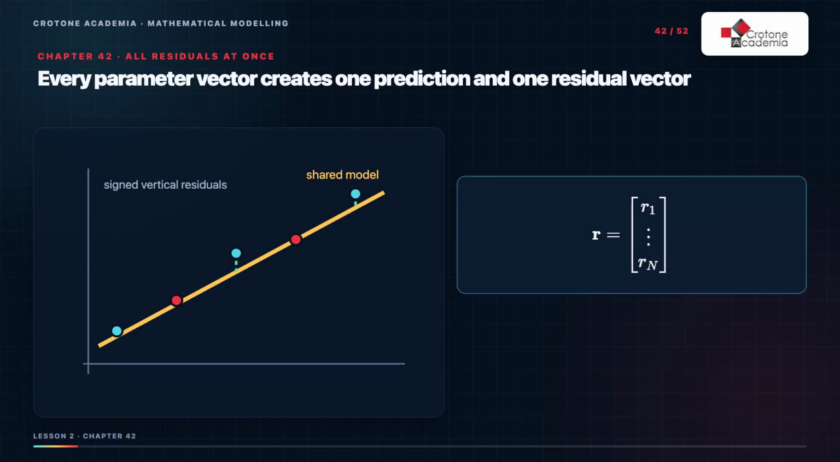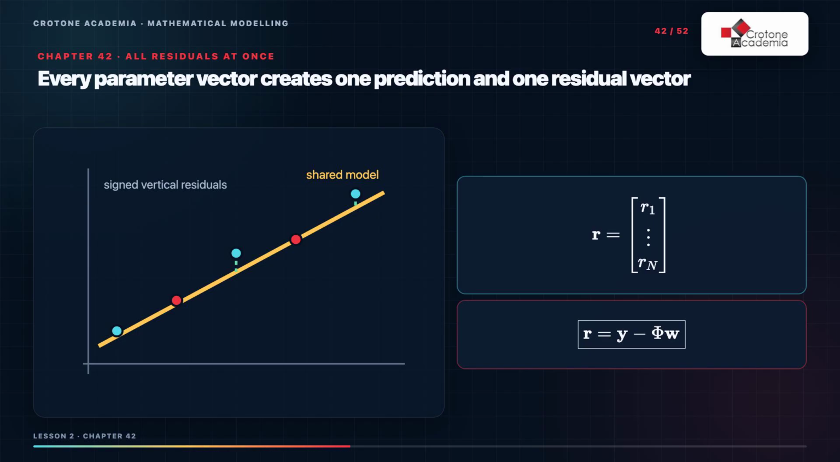Stack the discrepancies into the residual vector, bold r. Since the complete prediction vector is Phi w, the residual vector is y minus Phi w. This is one of the main equations of Lesson 2. Every possible parameter vector creates one point in prediction space and one corresponding residual vector pointing from that prediction to the observed vector. Different parameters produce different residual patterns.